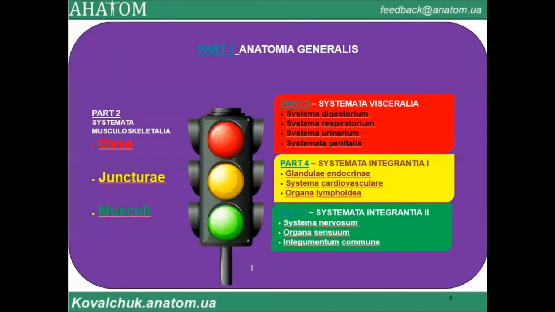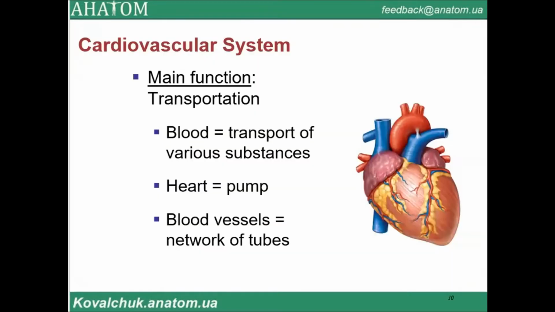You remember, the cardiovascular system is a part of the integral system. First, it includes the endocrine glands, the cardiovascular system, and lymphoid organs. The cardiovascular system has a main function: transportation, blood transport of various substances. The heart is a pump, and blood vessels are a network of tubes.